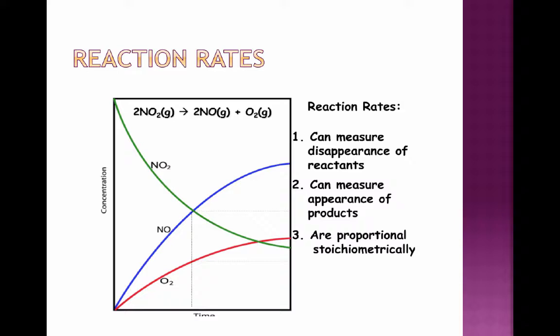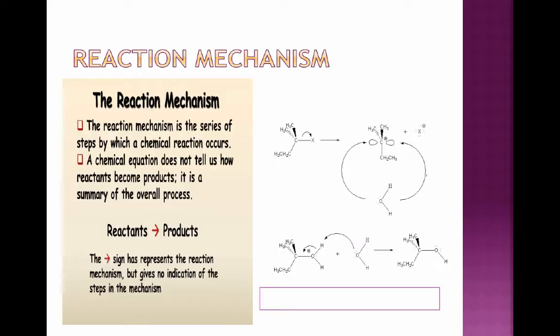All right, so reaction rate is basically the amount of time that it takes for a reaction to take place. It is represented stoichiometrically, so basically it's tracking the change in concentration over time.